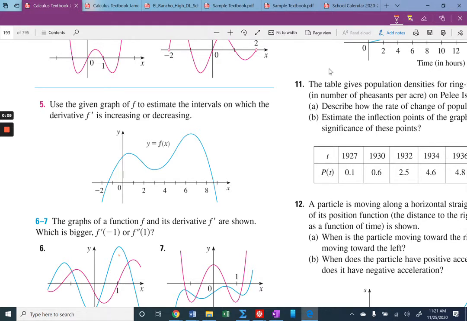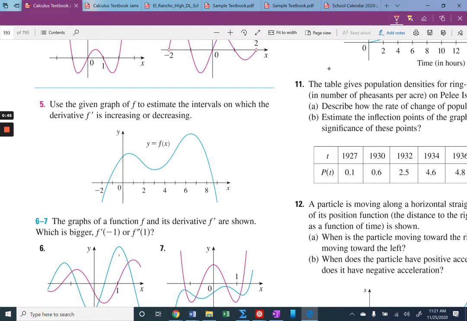It says to use the given graph of f to estimate the intervals on which the derivative f prime is increasing or decreasing. Now, you have to be careful every time you're given a graph and you're asked about some function. You want to make sure you understand completely and clearly which graph you're looking at, which graph you're being asked about, and the relationship between the two. Otherwise, a lot of people make mistakes because they start assuming they know what they're looking at, as opposed to really answering the question based on the facts of what they're looking at instead of what they're assuming.